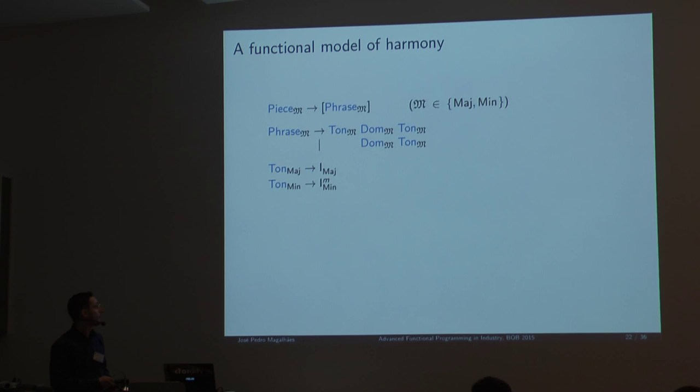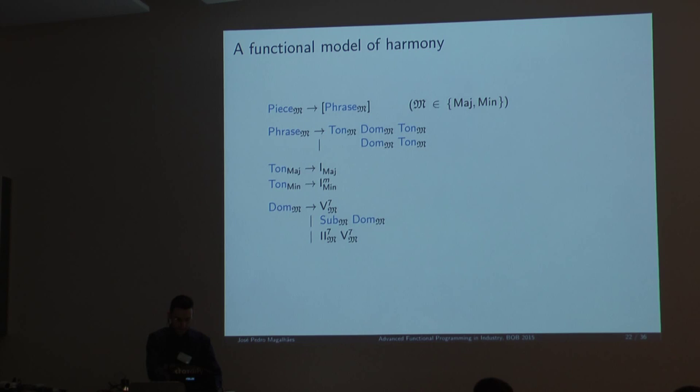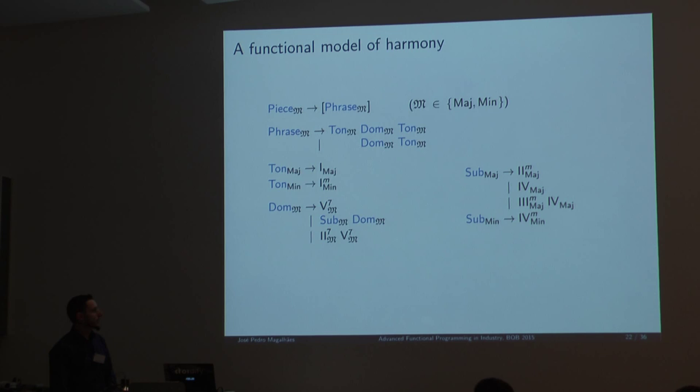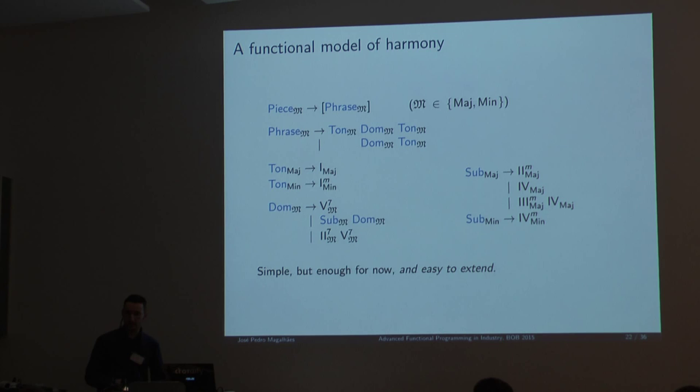Dominants, it could just be the dominant chord, this one here, or it could be an expansion to select a subdominant that prepares the dominant first, or it could be this secondary dominant that we've seen before, the second degree going to the fifth. Subdominants, well, there's a couple of possible expansions there, some for major and some for minor. It doesn't really matter. So it's a very simple example model, and we'll also see that it's easy to extend.